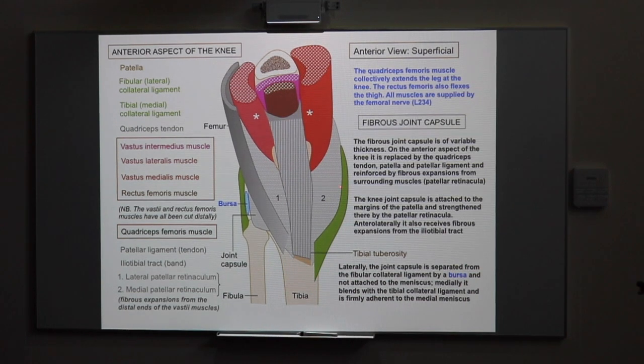The great saphenous vein, my dear, goes somewhere here. Great saphenous lives here. What about the descending genicular? It's not intramuscular.